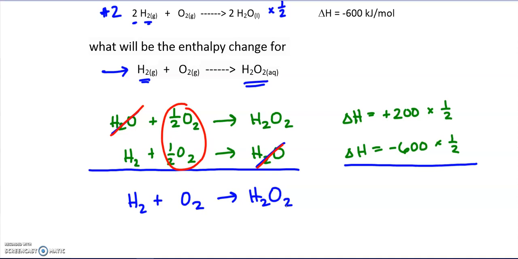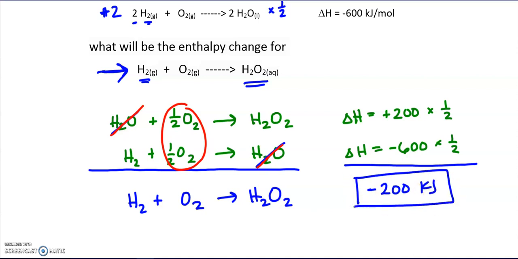If it ever happens that you made that mistake where you forgot that 1/2 of O2, when you add them up you'd have gotten 1.5 O2s. And if you looked up at this and said, well, that doesn't match this one, you know you did something wrong. So that's where you have to go back and redo or check all of your steps to try to find your mistake. All right, so when I add these up, it ends up being 100 plus negative 300. So it's going to be negative 200 kilojoules for the enthalpy of this reaction.